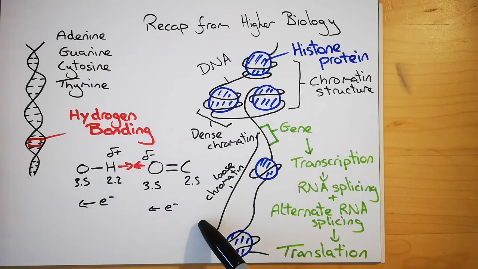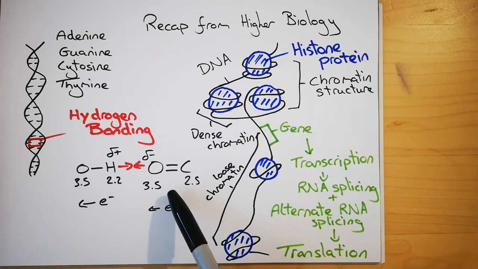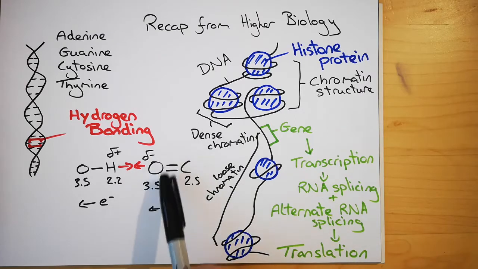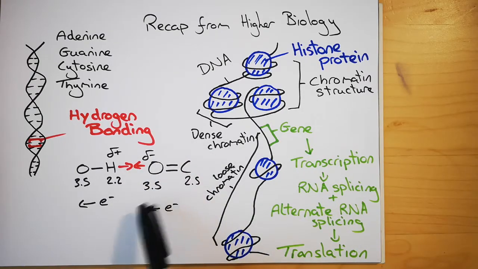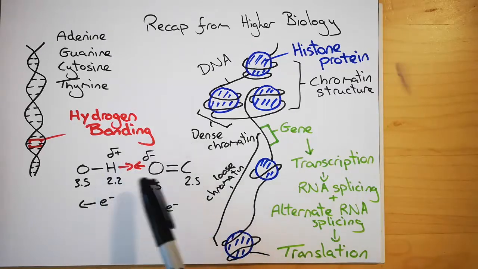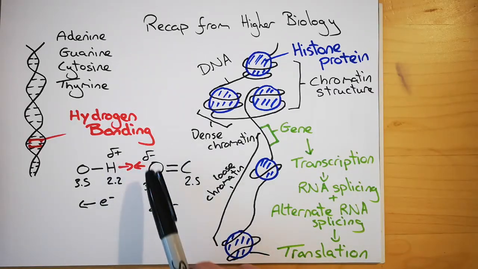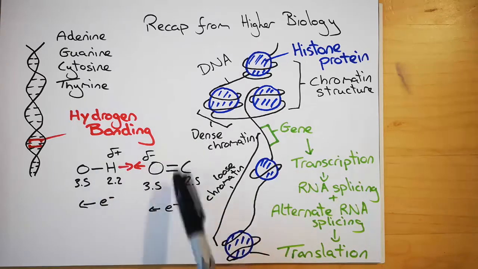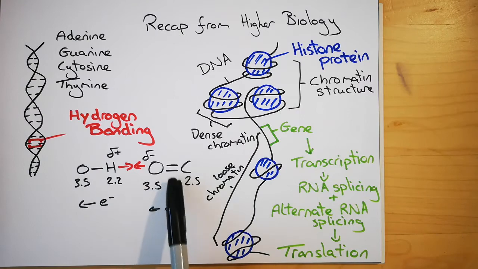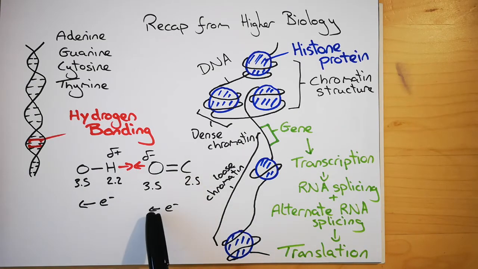On the other side of the DNA strand, you may have something like an oxygen with a double bond to a carbon. Because the oxygen has a greater pull for the electrons than the carbon, you're going to end up with a slightly negatively charged oxygen atom, because it's quite dense in electrons, because those electrons have shifted from the carbon, from that midpoint, more towards the oxygen.